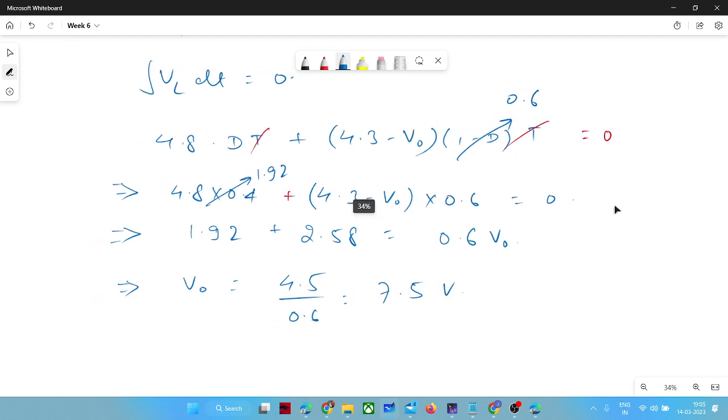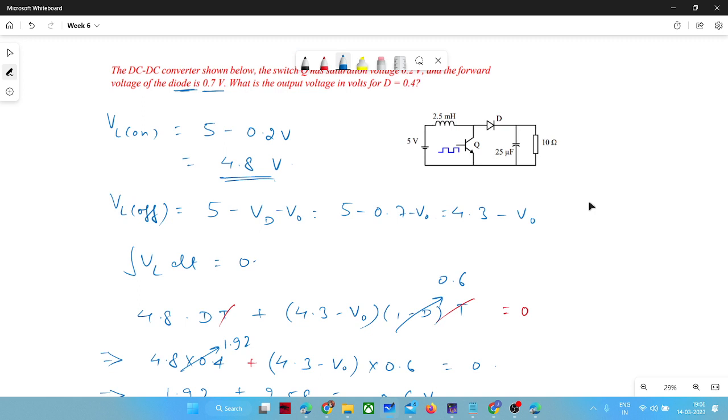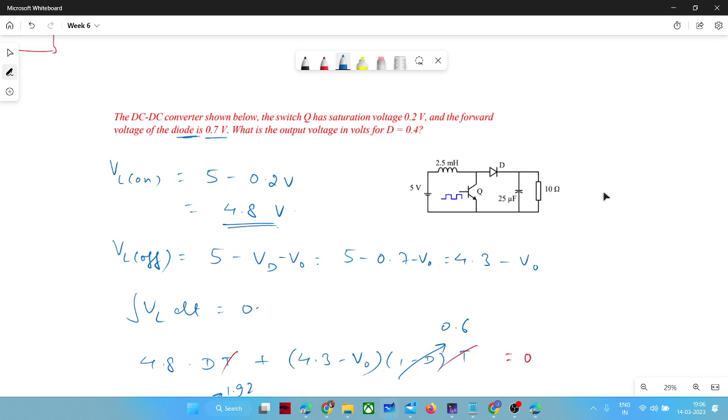Any doubt in this problem? Okay then. Sir, since the conditions are non-ideal, we are going for this expression and solving it, right? Yeah. We just need to take the considerations whatever is provided in the problem. We are provided with the diode voltages and the saturation voltages, so you just need to include them in the expression. The concept is the same. You write VL during switch on and VL during switch off, apply the volt-second balance, and find the output voltage.